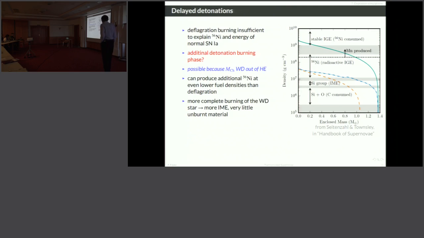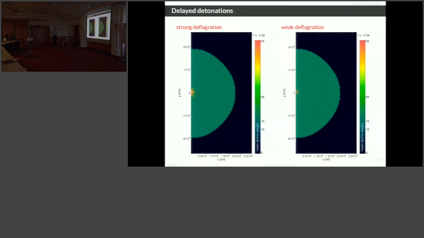Okay, now the detonation can produce additional nickel-56 even at lower fuel densities than a deflagration, because the detonation compresses material, so it still burns to iron group elements at rather low fuel densities at 10 to the 7 grams per cubic centimeter, and it leads to a more complete burning of the white dwarf star, because it quickly supersonically propagates through all the remaining fuel and converts it. So in the end, you produce much more intermediate mass elements and very little unburned material. So this looks promising for explaining normal type 1a supernovae.